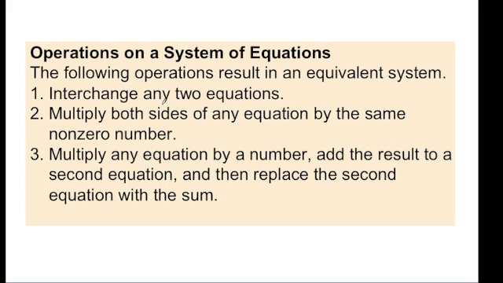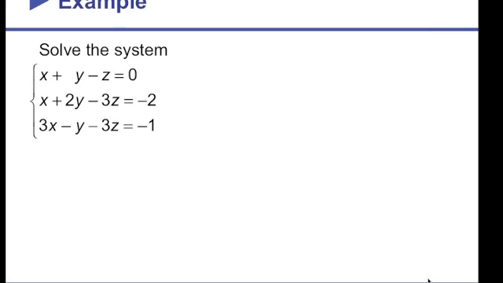We can interchange any two equations. We can multiply both sides of the equation by the same non-zero number, and we can multiply any equation by a number, add the result to a second equation, and then use that equation in place of the second one. Here's a system of equations. We can try that on.